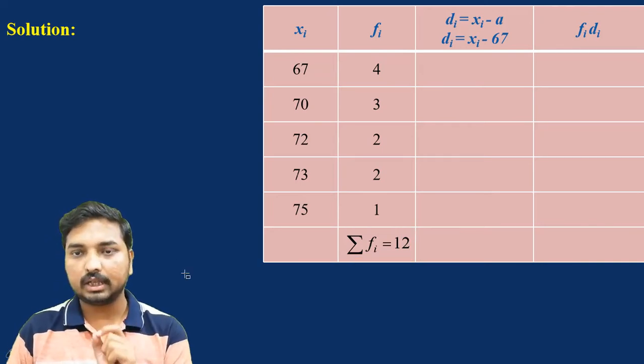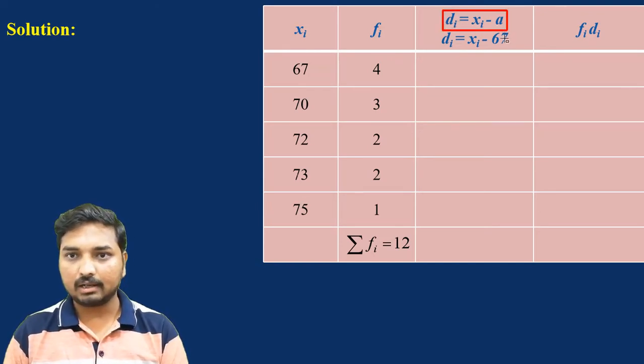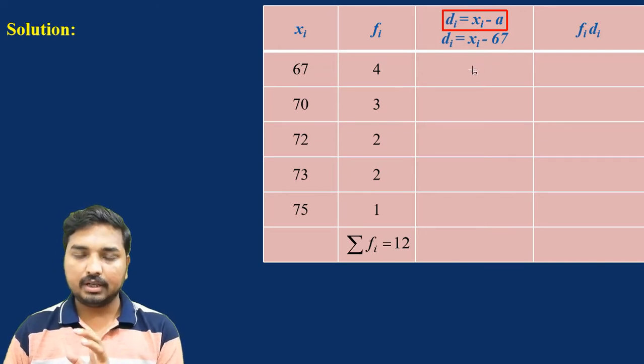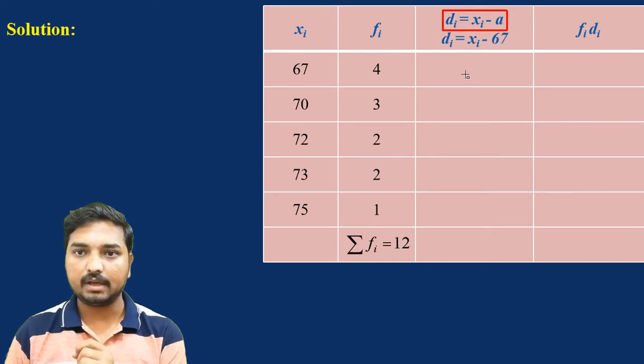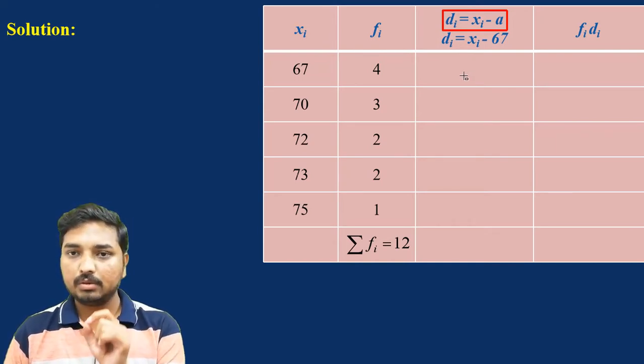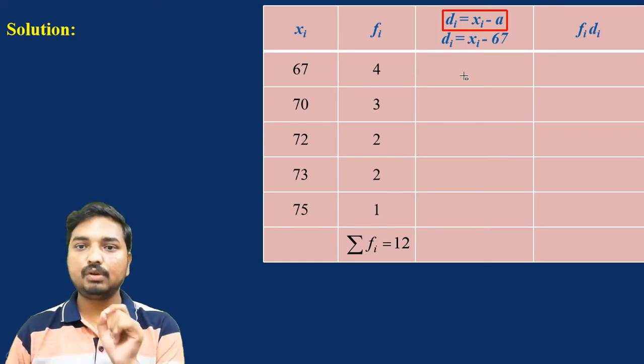Look at the third column. The third column is di equal to xi minus a. You need to calculate this one. Just remember, it will not be asked in the examination. D stands for deviation. Here we are going to calculate the deviation of each data from the assumed mean.